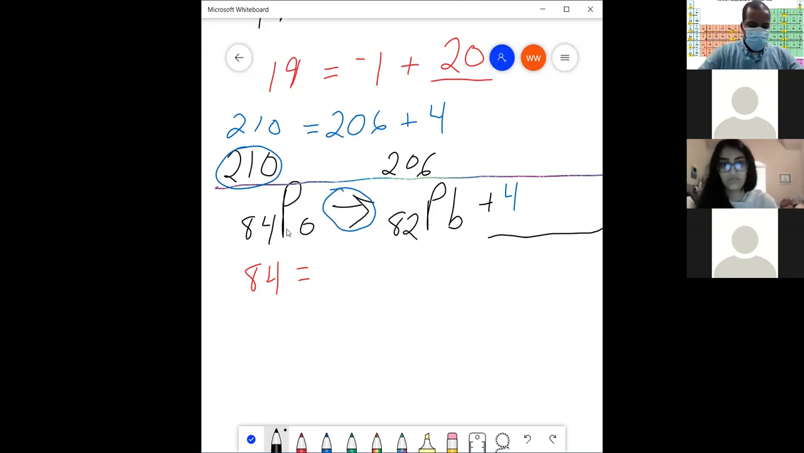And now what do I do? Equals 82 plus 2. Excellent. 82 plus. So what plus 82 equals 84? That's going to be 2. So I put a 2 here. And let me go with Uma. Uma, what in the world has an atomic number 2? Helium. Excellent. And you said it with such confidence.